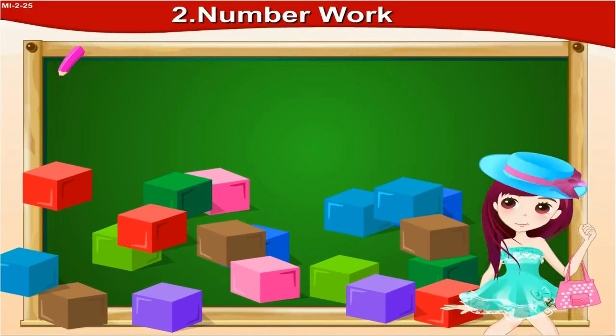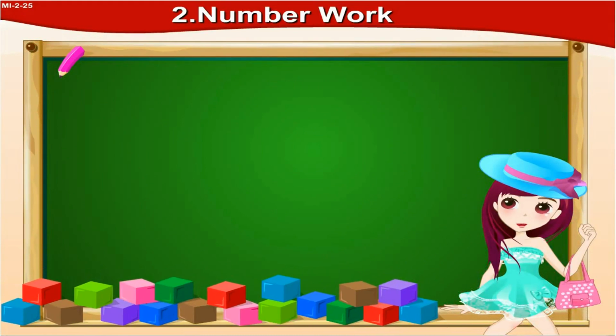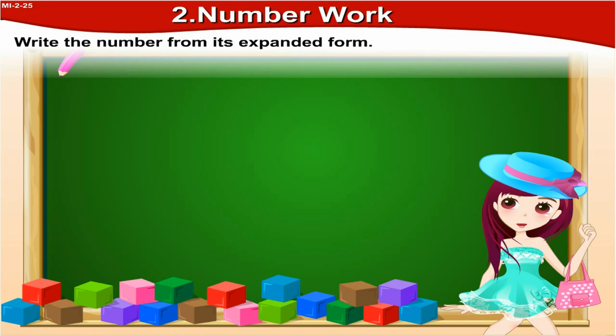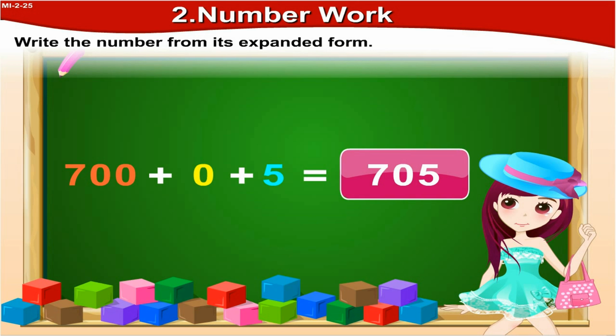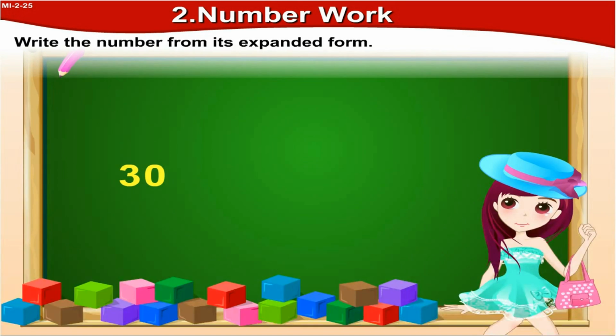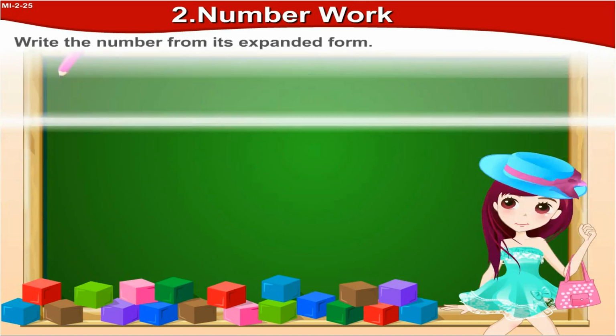You have already learned how to make a number from its expanded form. Let's try it now. Write the number from its expanded form. 700 plus 0 plus 5. That's right, it is equal to 705. 30 plus 9. That is equal to 39. 40 plus 4, which is equal to 44.